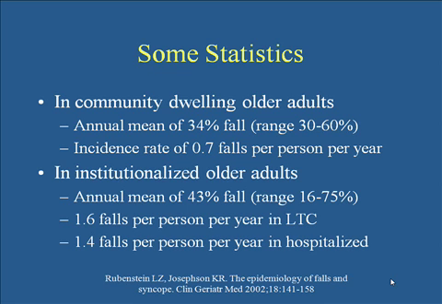Incident rate of 0.7 falls per person-year in community dwelling, according to this study, which was done in 2002, and then 1.4 falls per person-year in hospital, 1.6 per person-year in long-term care. So it's not surprising to me, I guess, that there would be an increased rate of falls in an institutionalized setting.